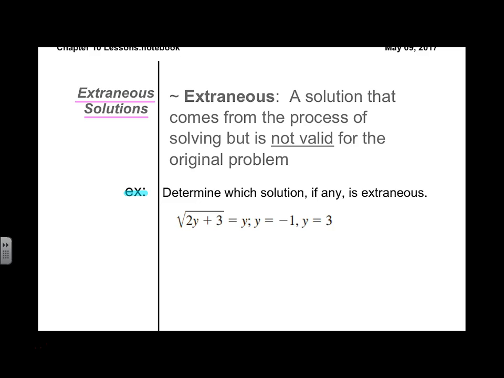Now the nice thing is homework in that last part, 45 to 55 odds. Homework starts by just saying, hey, are any of these extraneous solutions?